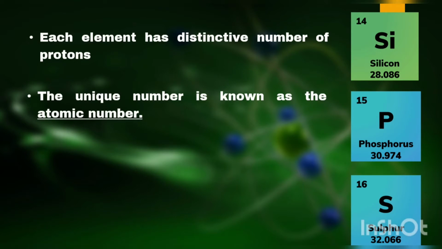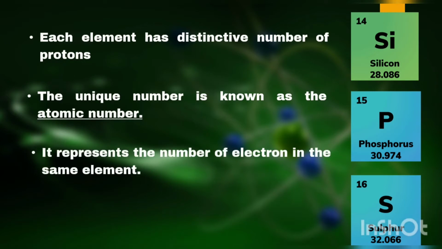How about sulfur? How many protons are there in a sulfur atom? If your answer is 16, then you are correct. It represents the number of electrons in the same element. Remember that in Thomson's model, the number of protons and the number of electrons is equal. So therefore, if the number of protons is 16, the number of electrons is also 16.